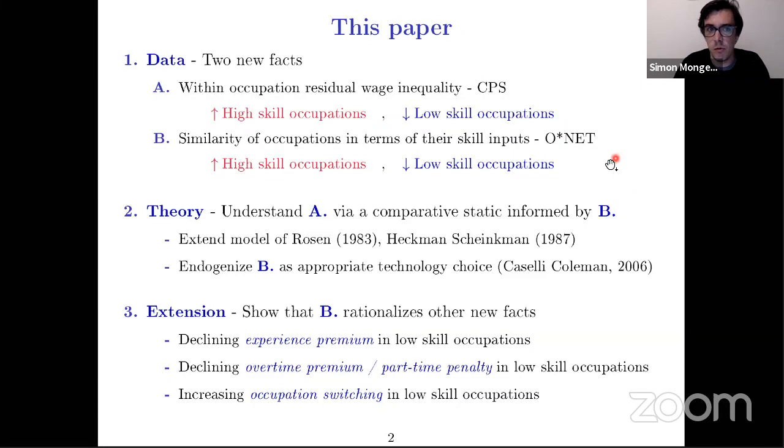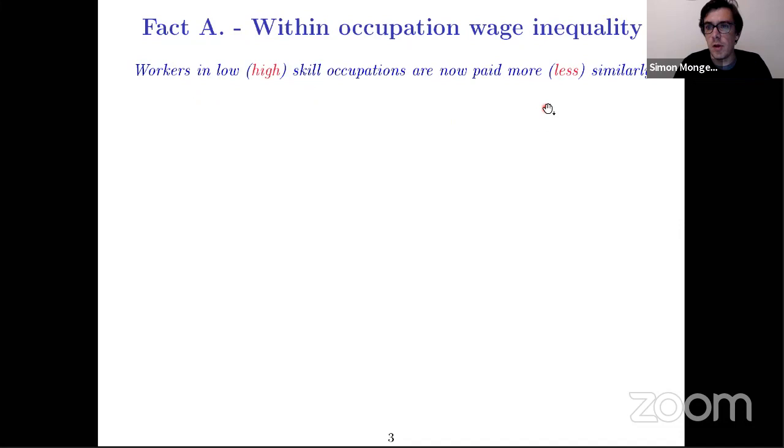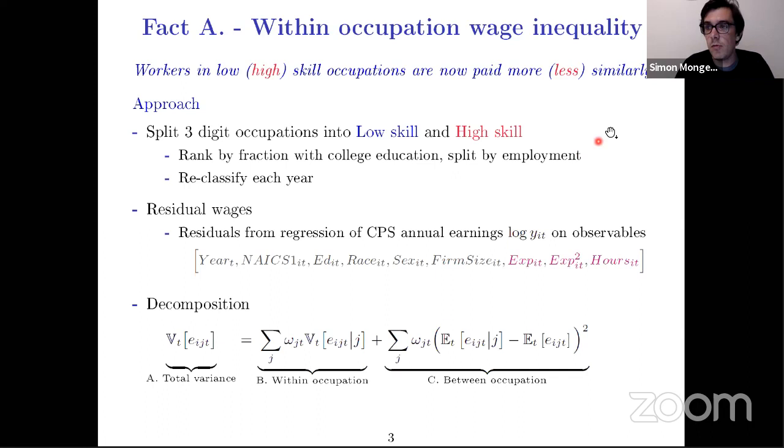The first fact: workers in low skill occupations are getting paid more similarly, while workers in high skill occupations are getting paid less similarly. How are we going to show this? We're going to turn to the CPS. I'm going to split three-digit occupations in the CPS into two groups, low skill and high skill occupations, by ranking them by the fraction of individuals with a college education and splitting on median employment. I'm going to reclassify all of these occupations each year, but the results are robust to that.